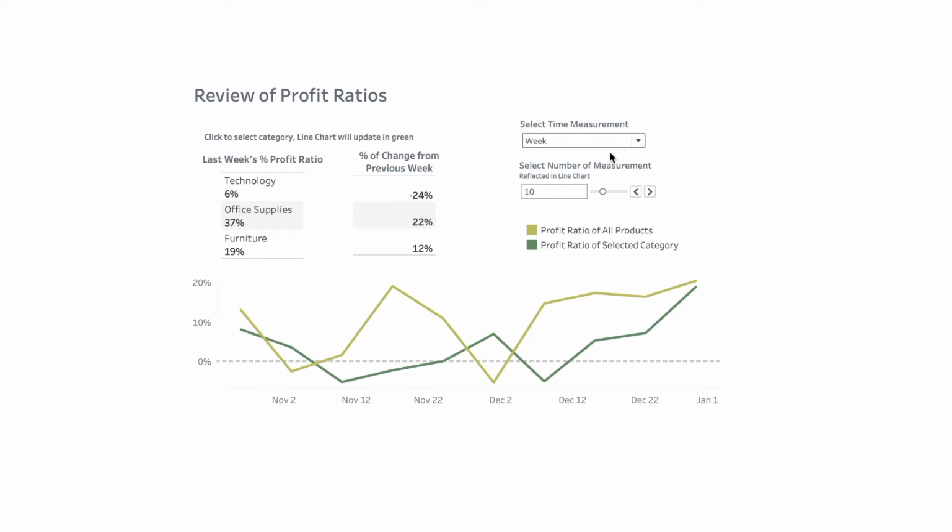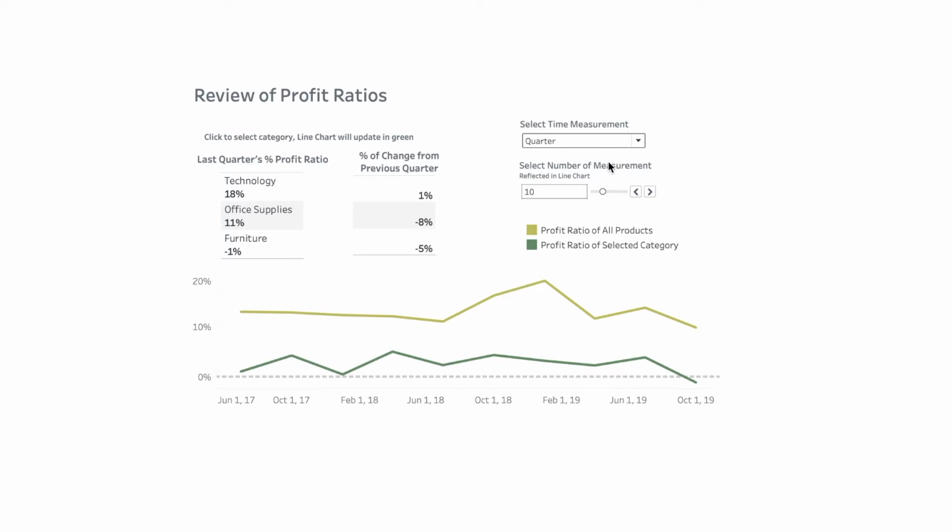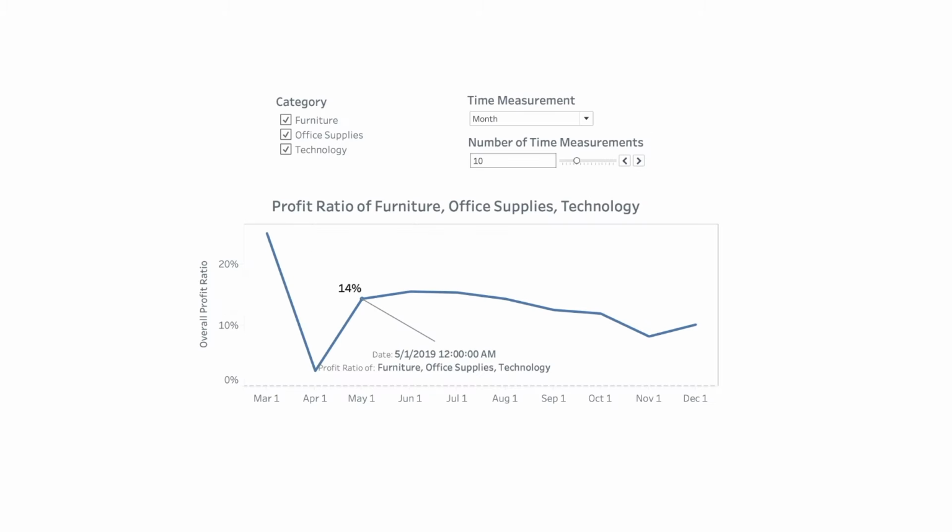Looking at all of the time measurements in the line chart, the green line, representing furniture's profit ratio, is almost always below the overall profit ratio of all the categories. From this, it looks like furniture is the category the company should cut.